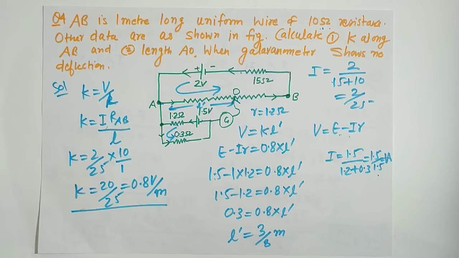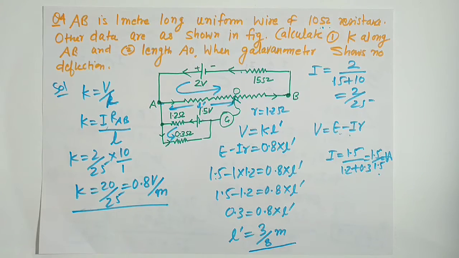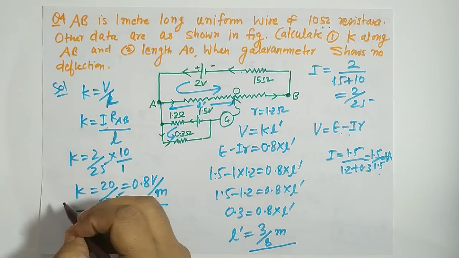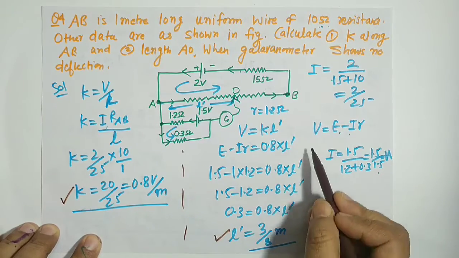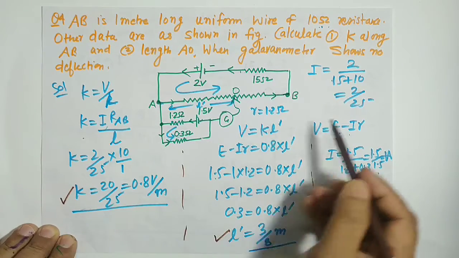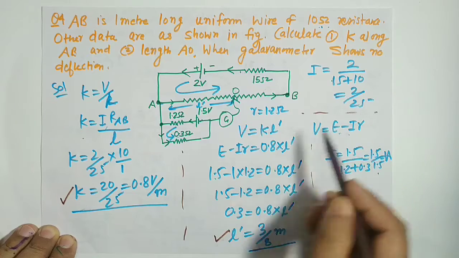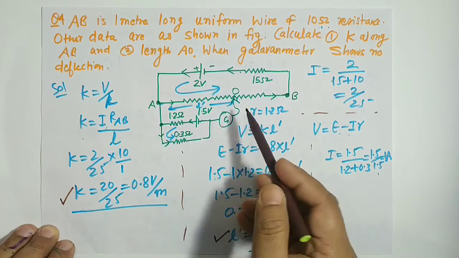Okay, got it or not? This is 3 by 8 meter. So first, what you calculate is the K and second is the length. Again, I can repeat it. How you got K? You know that K is V by L, I R AB. You got I first and then you got K. Now you want this length AO.